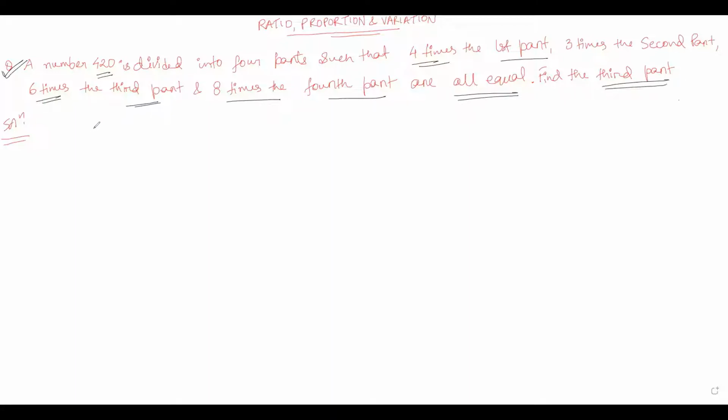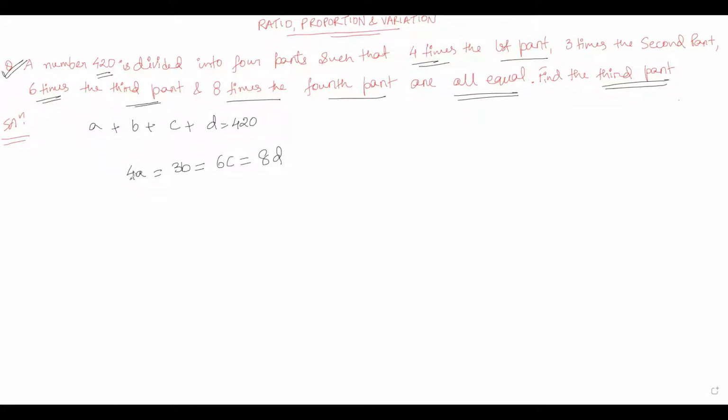So let us assume that the first part is A, the second part is B, the third part is C, and the fourth part is D. So we have been given A plus B plus C plus D equals 420. Now, according to the question, 4 times the first part, that is 4A, is equal to 3 times the second part, that is 3B, equals 6 times the third part, that is 6C, and 8 times the fourth part, that is 8D.